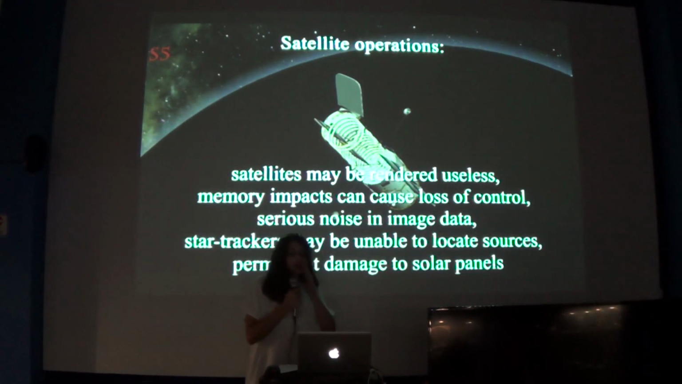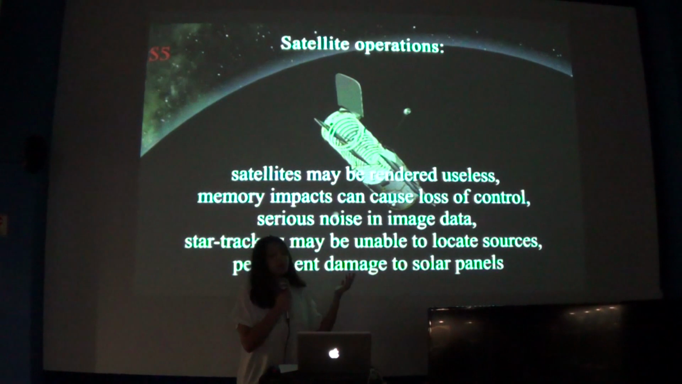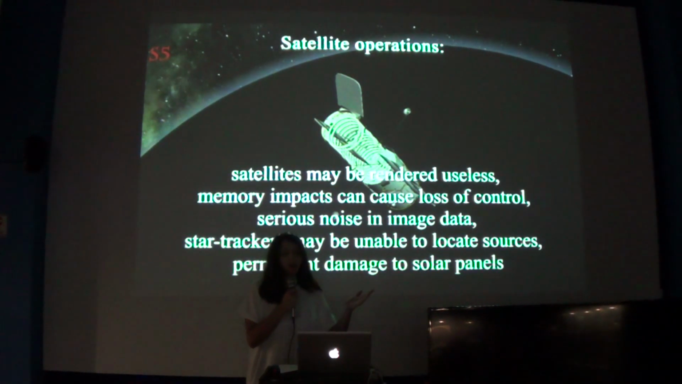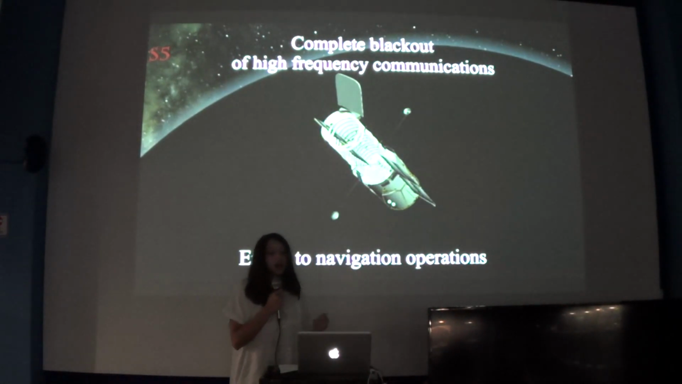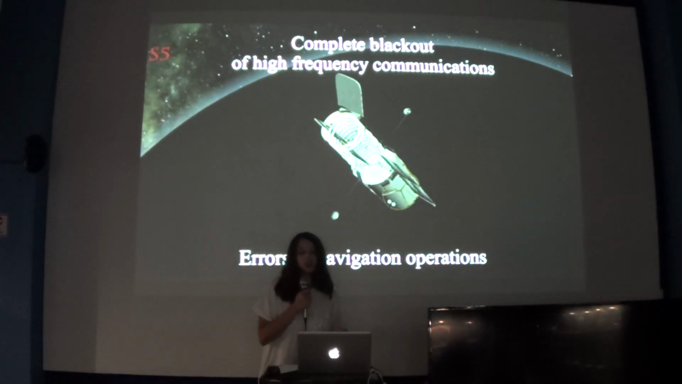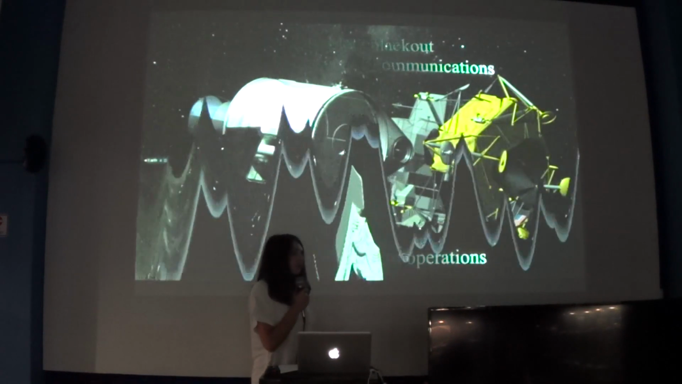Satellites may be rendered useless. Memory impacts can cause loss of control. Serious noise in image data, star trackers may be unable to locate sources. Permanent damage to solar panels. Complete blackout of high-frequency communications. Errors to navigation operations.